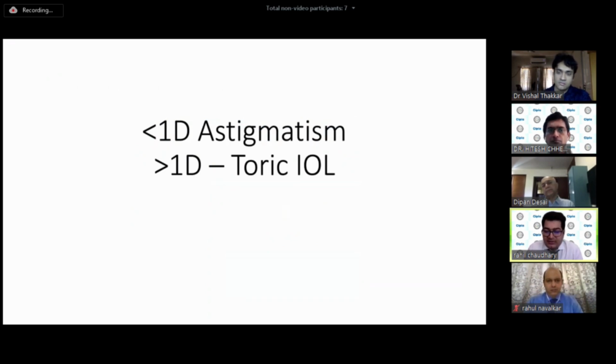Now, when we are talking about femto-refractive surgery and treating astigmatism with femto laser, I think we all agree that we are talking of astigmatism which is less than 1 diopter. Whenever the astigmatism is more than 1 diopter, I think we will all agree that we are all using toric IOLs.